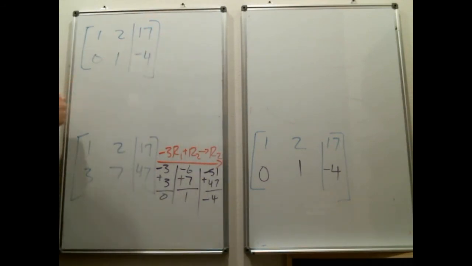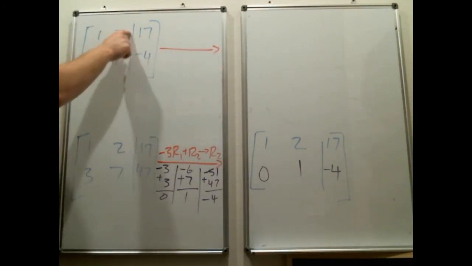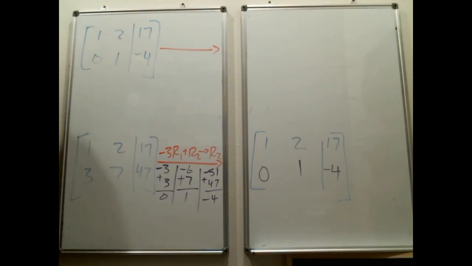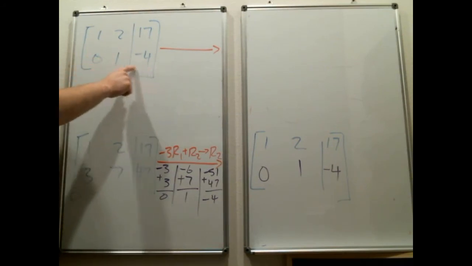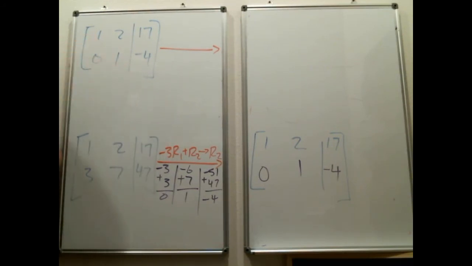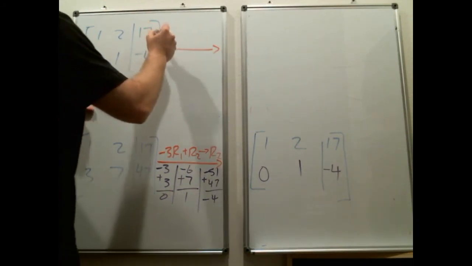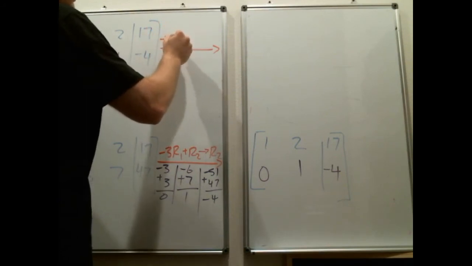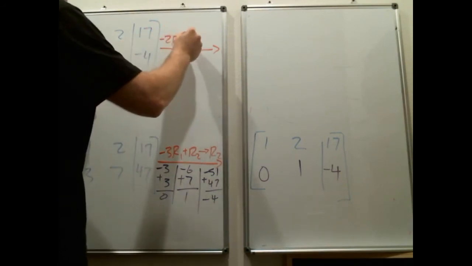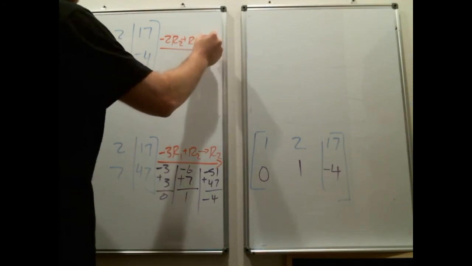Alright, so there's the problem matrix. And now I need to make this entry a 0. So I need to use a multiple of this row and add it to row 1. So what do I need to add to 2 to make it a 0? Negative 2. So I multiply negative 2 times row 2 and add it to row 1. Negative 2 times row 2 plus row 1 gives you a new row 1.